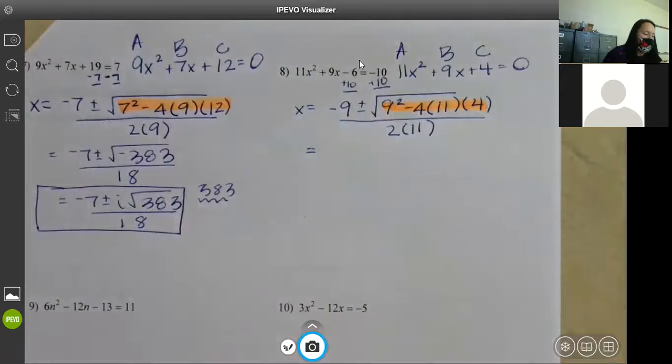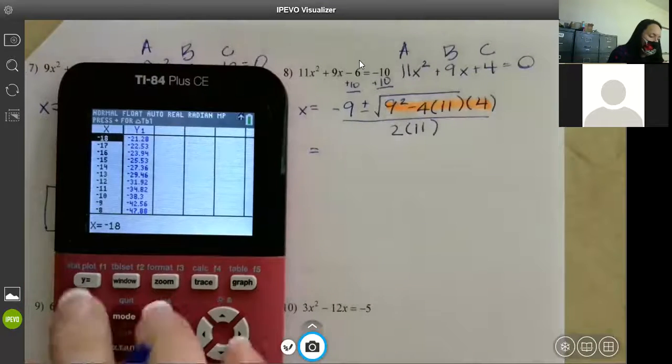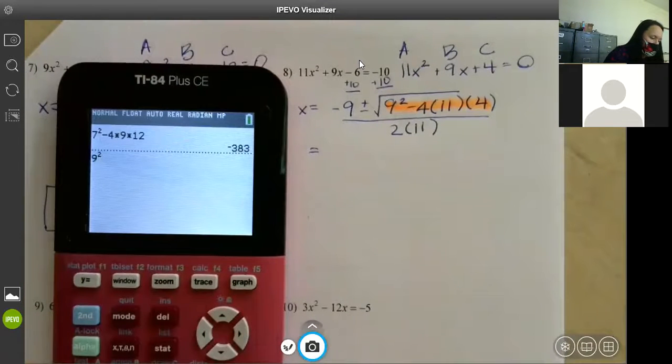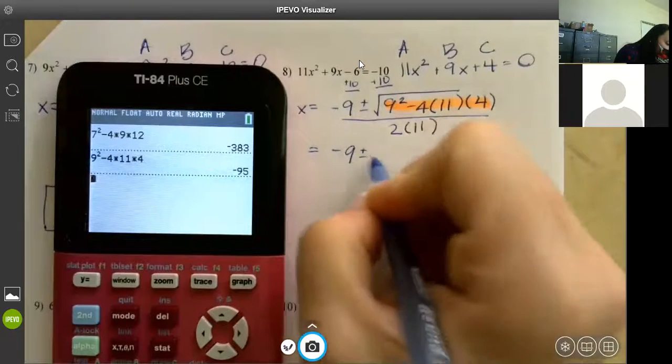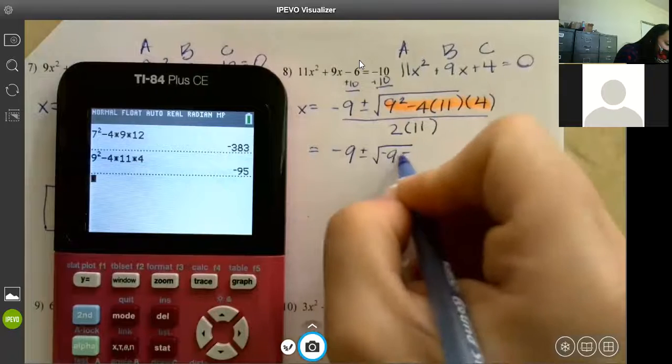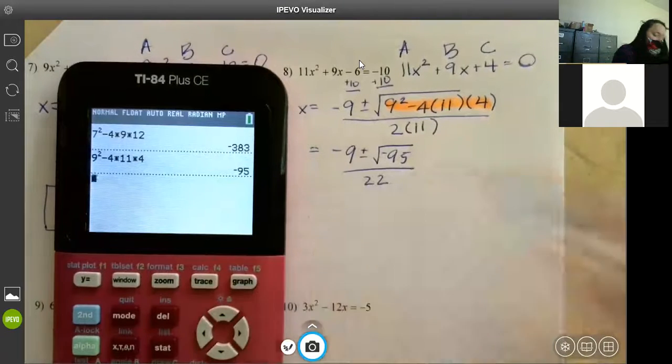Only what's under the radical. If you put the square root sign in, it's going to mess it up. You're not going to be able to simplify. 9 squared minus 4 times 11 times 4. We get -9 plus or minus the square root of -95 over 2 times 11 is 22.